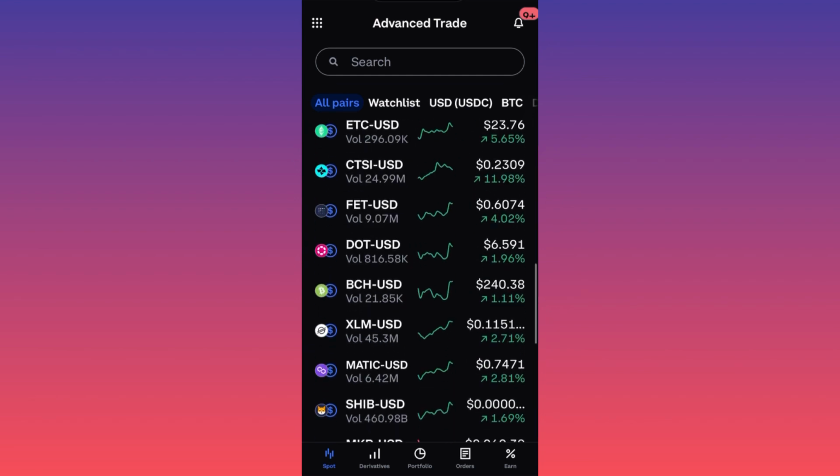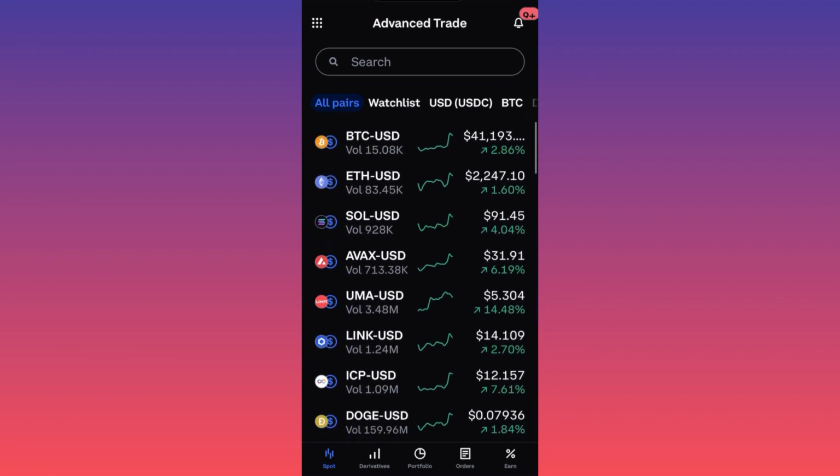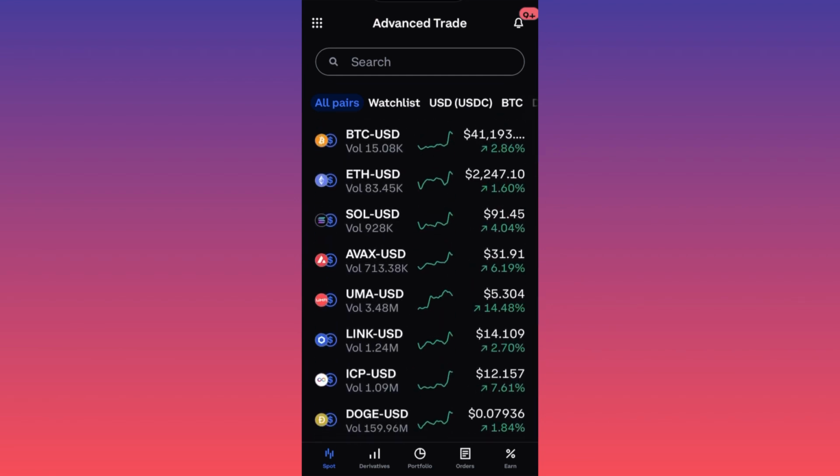I didn't add these coins over here. These coins just simply appear. So the Bitcoin will simply be on top of your list. If you scroll on the side, you will have the watch list, you will have the USDC. But let's click on the Bitcoin in our example.